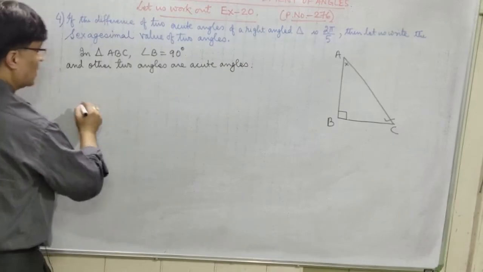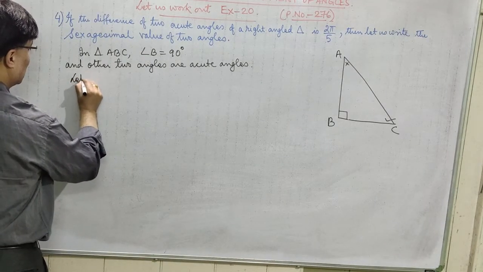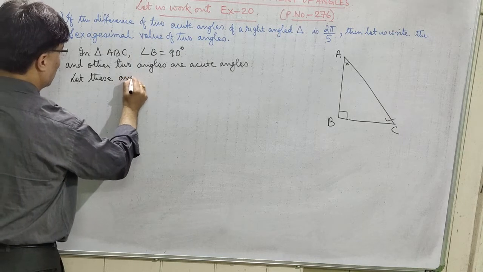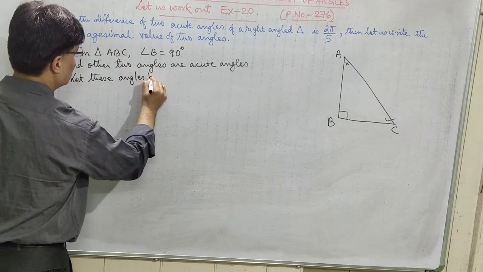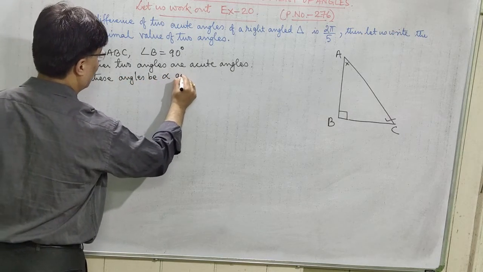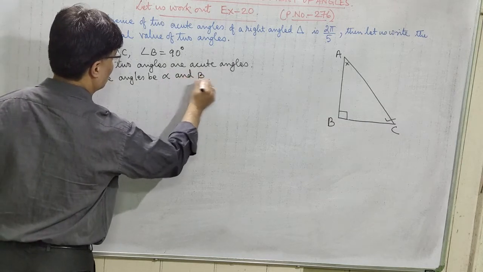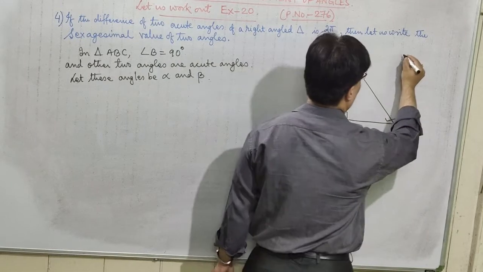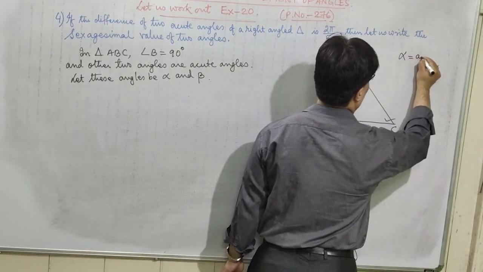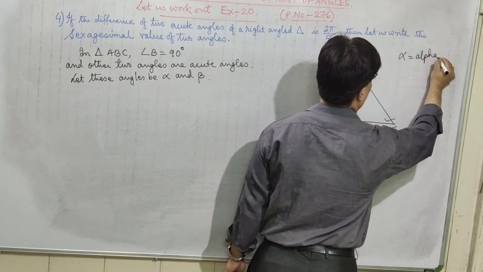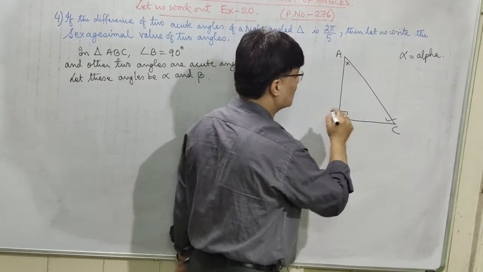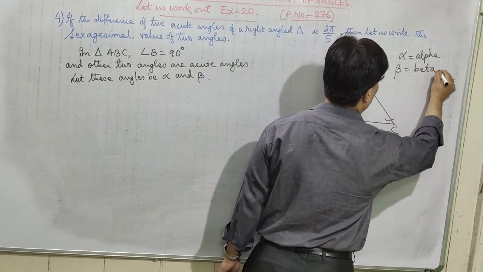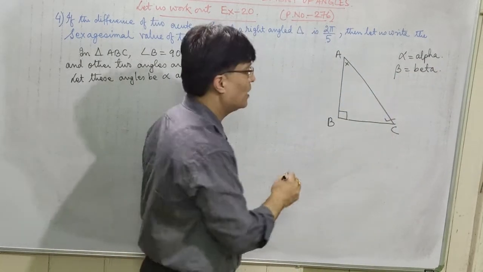And the other two angles are acute angles. Let these angles be alpha and beta. So this is read as alpha, right? This is a Greek letter. This is alpha. And this is known as beta. So now you should know this Greek letter also.